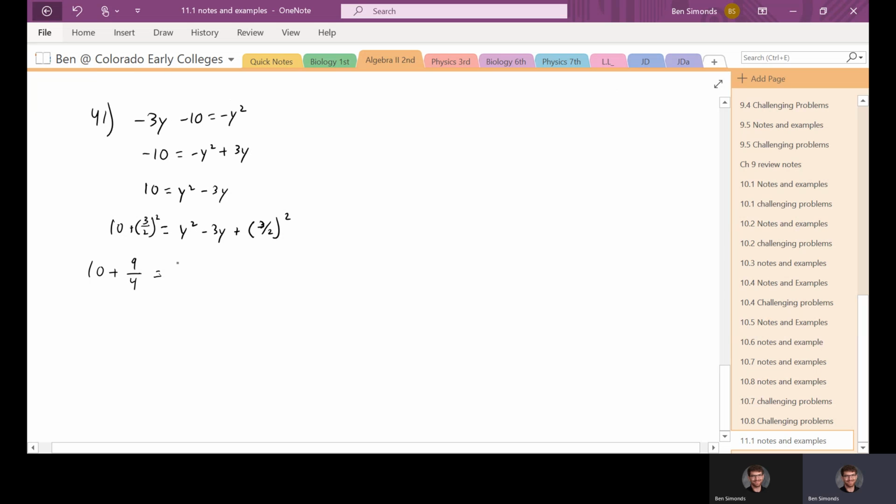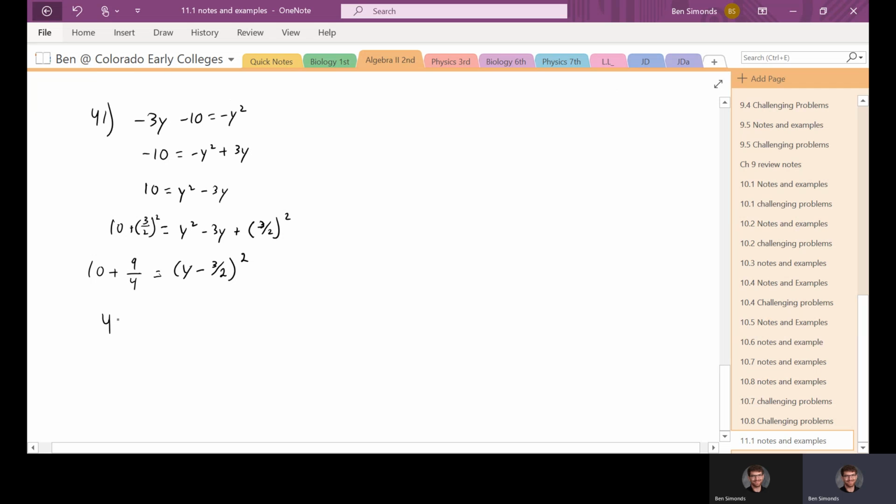And over here we've got y minus 3 halves squared. Again, completing the square gives us that pattern where it goes from a trinomial down to a binomial.